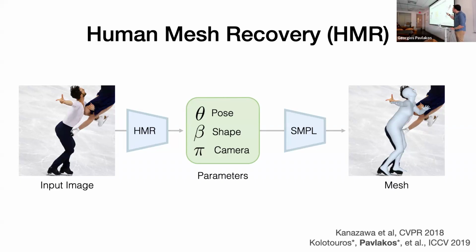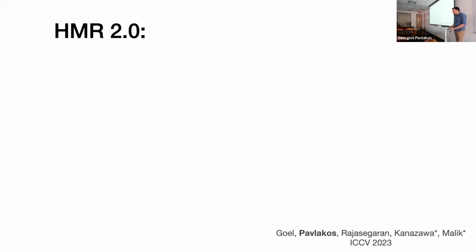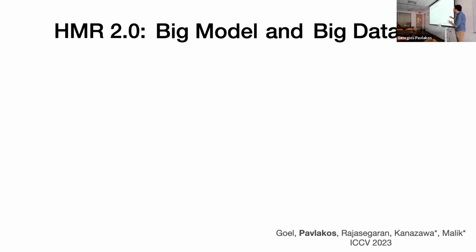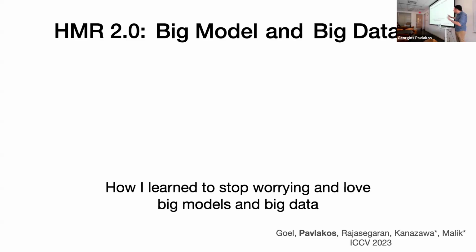So this paper was an exploration of how far we can go by pushing primarily the scale of the model that we use and the scale of the data that we use to train these models. So avoid all the bells and whistles, just try to scale up on these two axes. I would credit this phrase to Ray. For me, this was a lesson of how I learned to stop worrying and love big models and big data. This was the exploration that we did here.